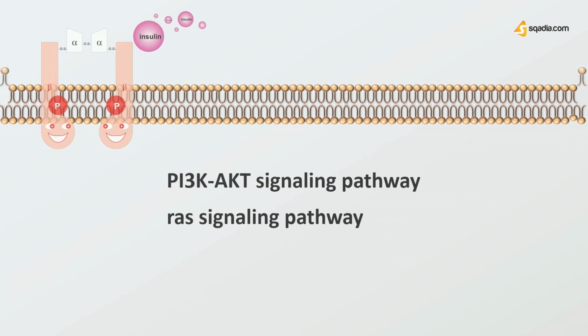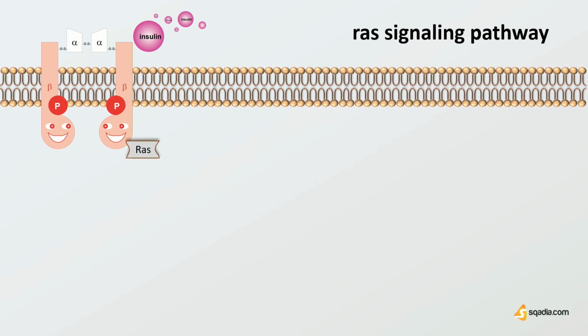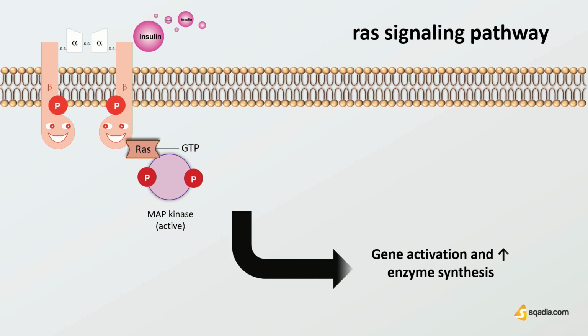Now, the second pathway is used for the long-term effects of insulin. Ultimately, this increases the glucokinase concentration. Let us see how this happens. Firstly, the IRS1 converts inactive RAS protein into its active GTP-bound form. RAS-GTP activates mitogen-activated protein kinase, which then migrates to the nucleus to regulate gene expression.